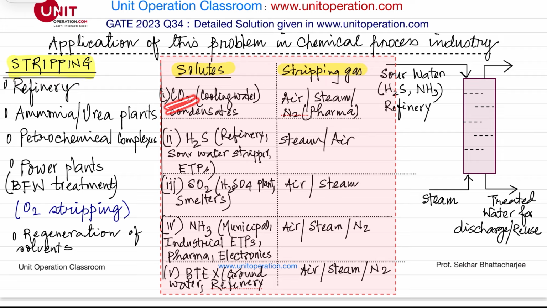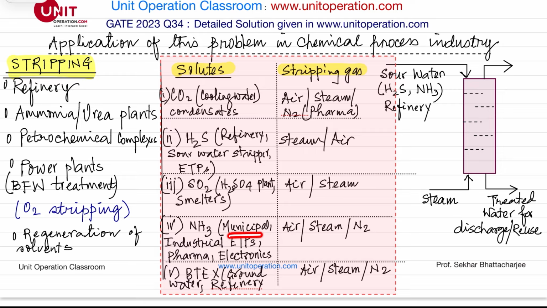Say for carbon dioxide in the cooling water or the condensates, we use air and steam. These are the normal stripping gases we use. Sometimes nitrogen is used in pharmaceutical industries. For H2S, which comes out from the refinery sour water strippers and effluent treatment plants, we use the same. Sulfur dioxide comes out from sulfuric acid plants and smelters. So these are water containing these pollutants, and we use an air stream for stripping.